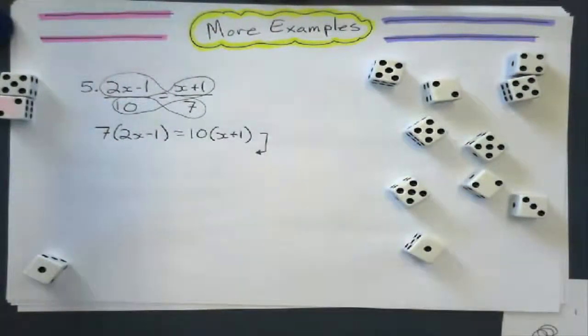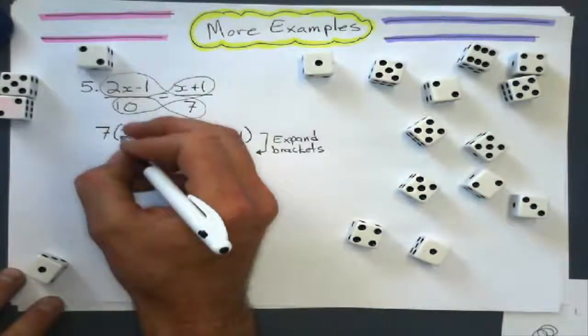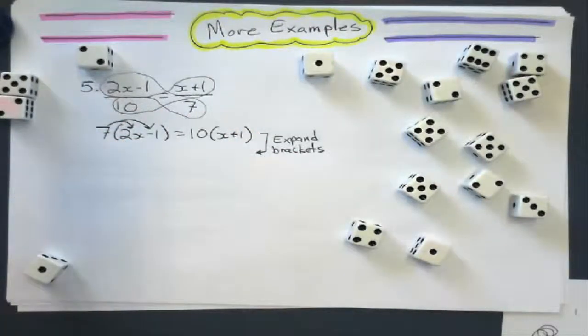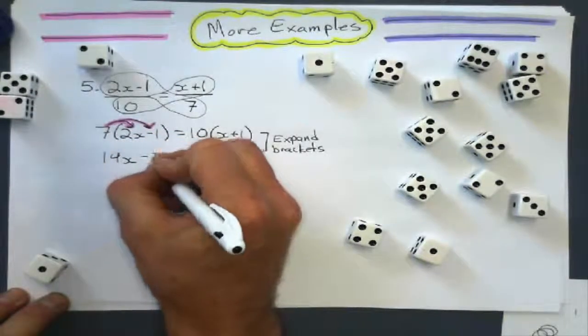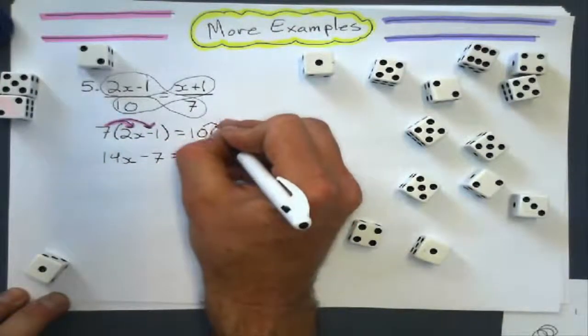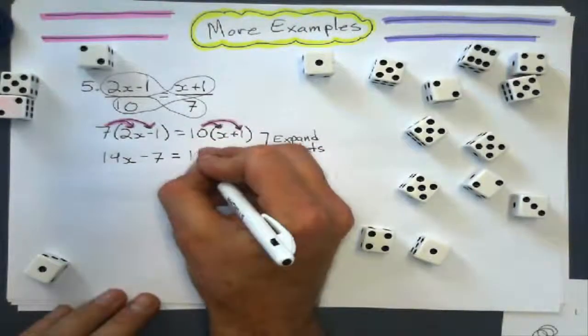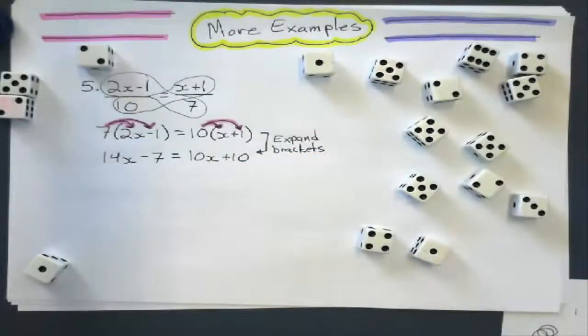And now I'm going to expand brackets on both sides. 7 times 2x and 7 times negative 1. And we get 14x minus 7. And then when I expand these brackets, I get 10x plus 10.